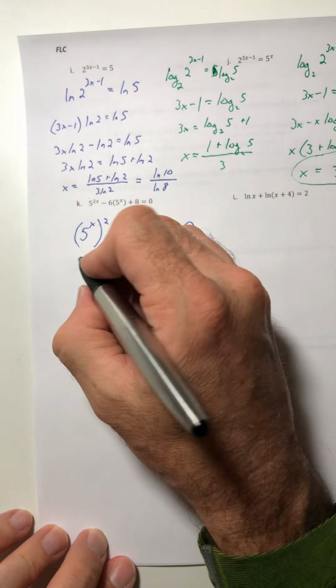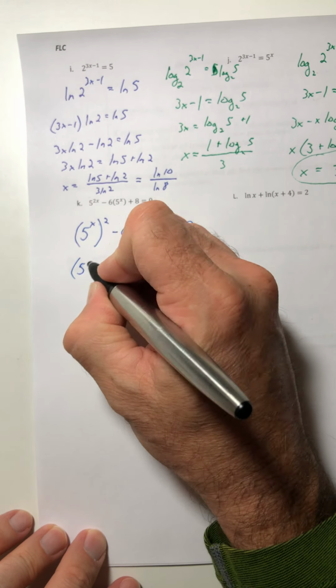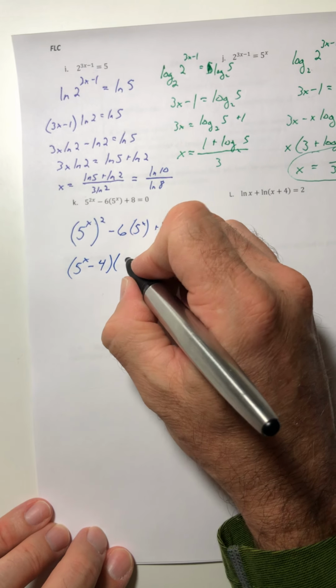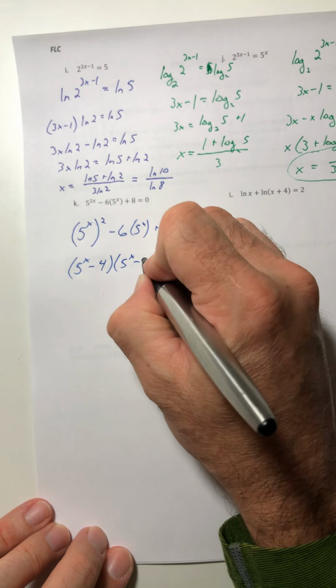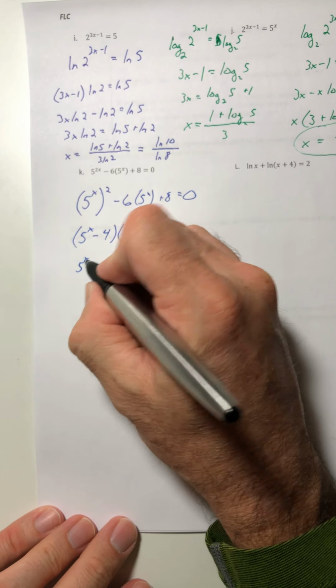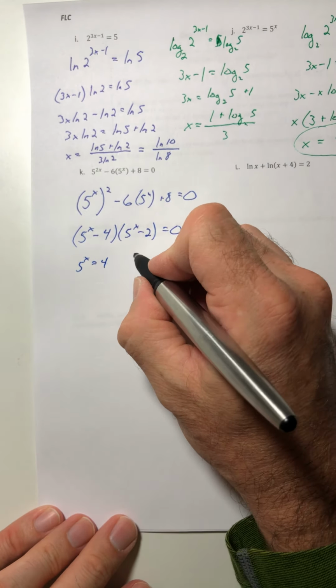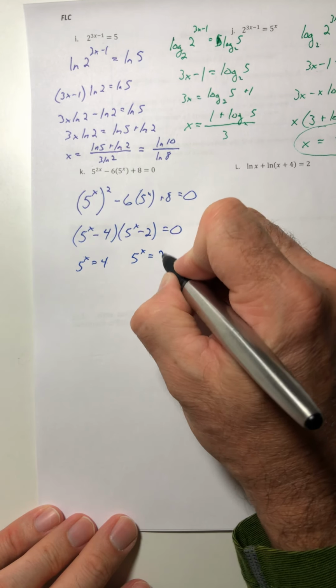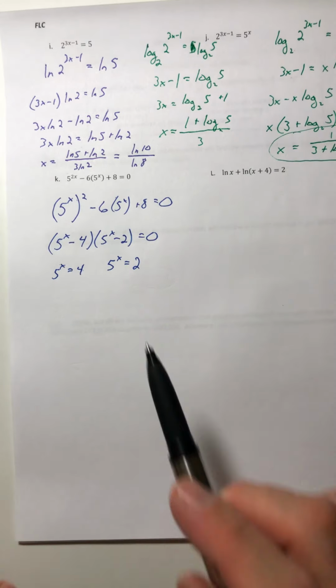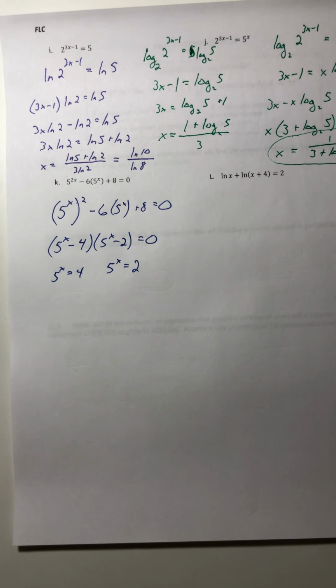And the constant, or the c. So that's going to factor nicely into 5 to the x minus 4 and 5 to the x minus 2. So 5 to the x is equal to 4, and 5 to the x is equal to 2. And again, I'm going to solve it like I did earlier. I'm not going to solve it like I did in the notes.